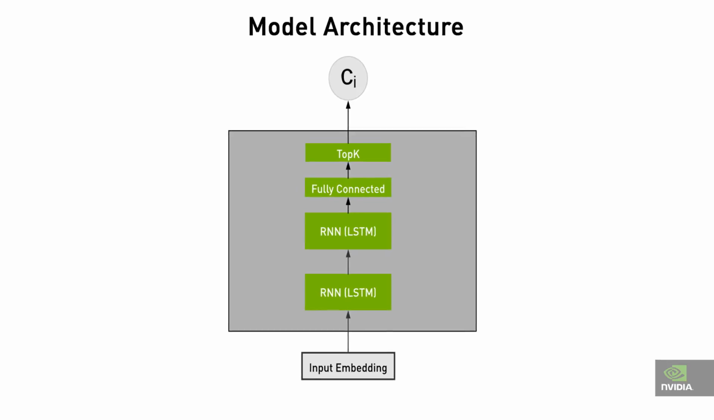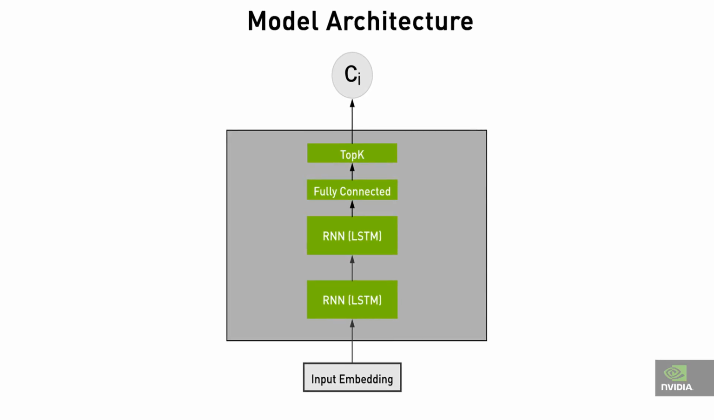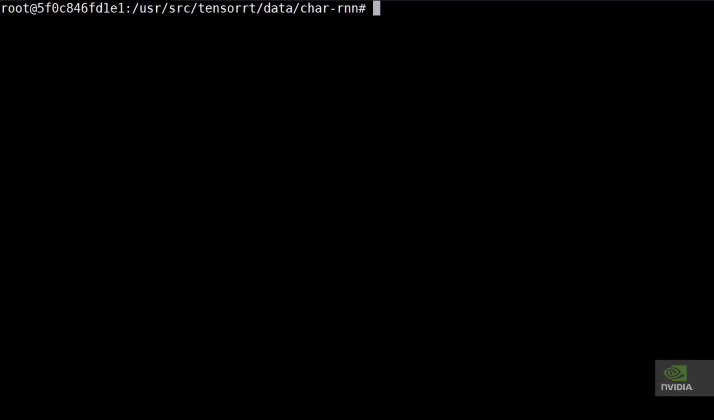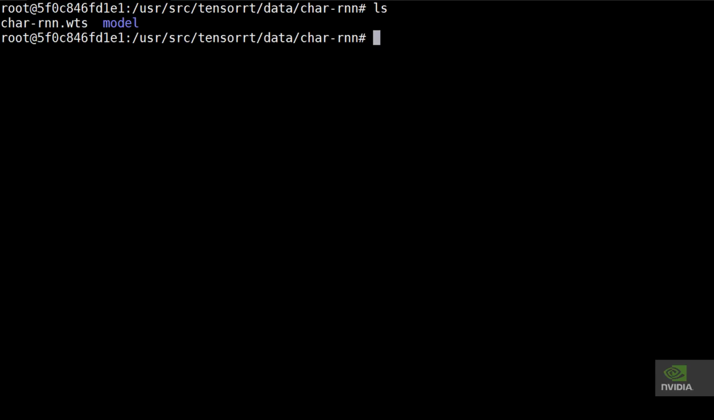The training model uses a multi-layer recurrent neural network. As you can see, there are three types of layers. The first and second are RNN layers with LSTM cells. The third is a fully connected layer, and finally, a TopK layer is added to identify the character that has maximum probability of appearing next in the sequence. Now that you have a grasp of model structure, let's walk through the code to optimize this model with TensorRT.